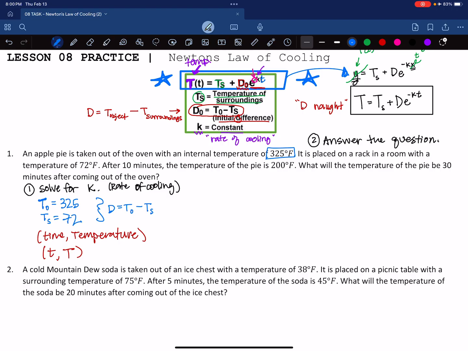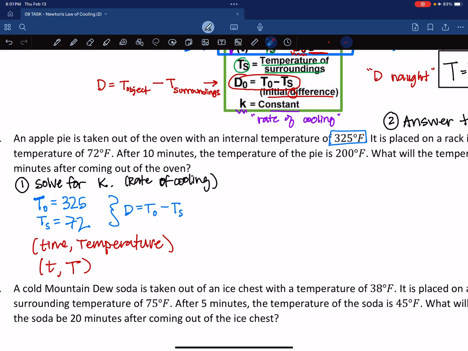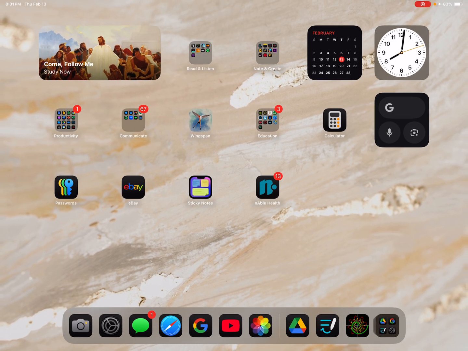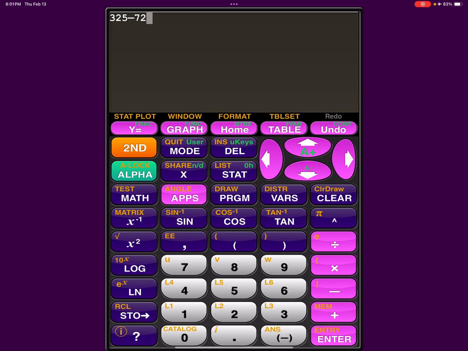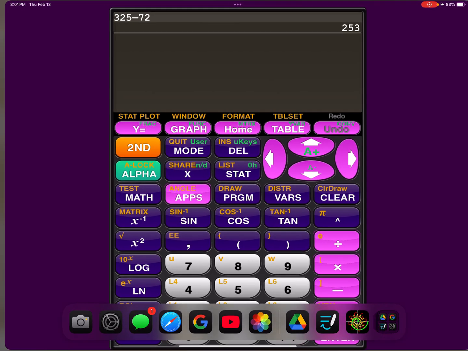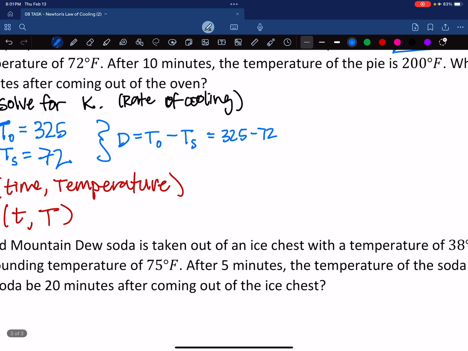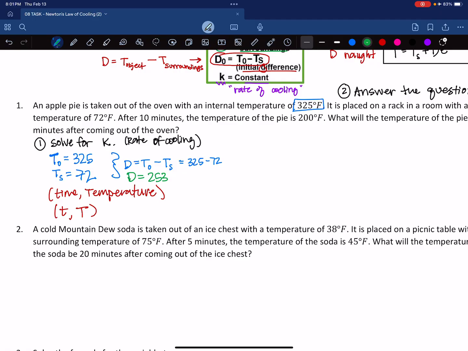So let's calculate the difference in the temperature. We do object temp minus environment temp. Okay, so that's going to be 325 subtract 72, which is 253. All right, so D is 253. Cool.